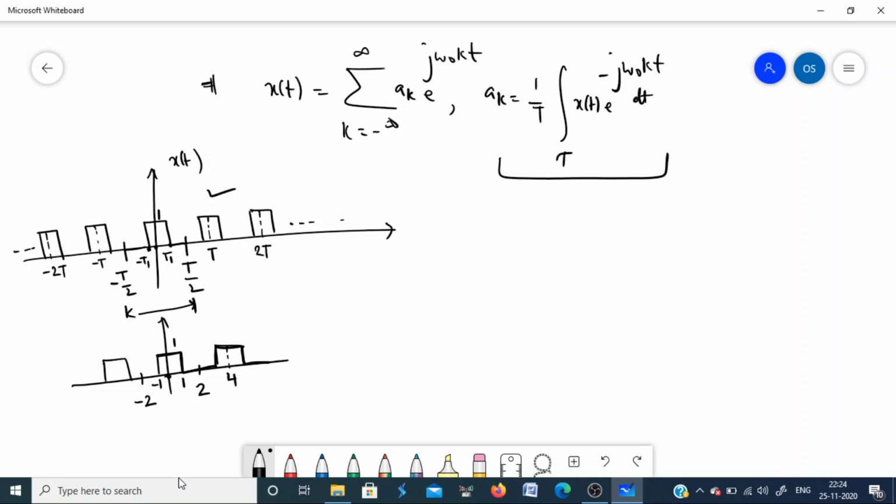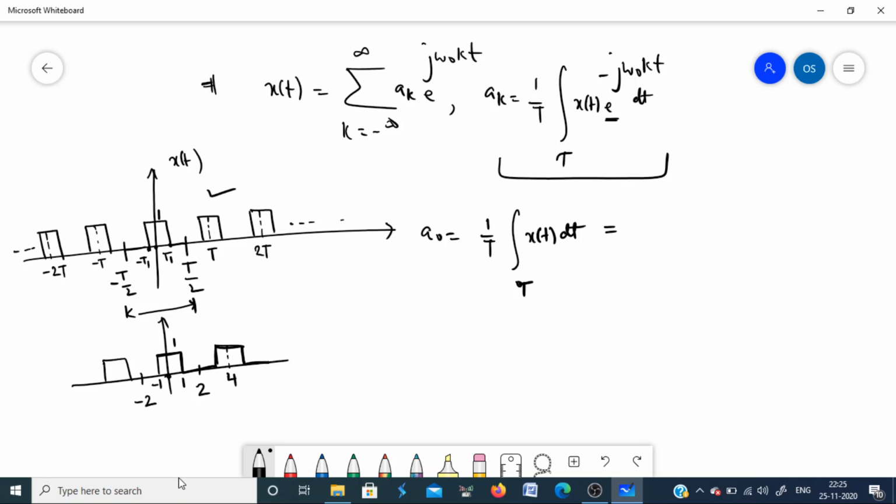So first we find a0, which is the constant or the DC component. If I find a0, it is simply 1 by T integration over one time period of xt dt, because for k equal to 0, e raised to power minus j omega naught kt is 1. So a naught simply gives you the average value of the signal, which is called the DC component.